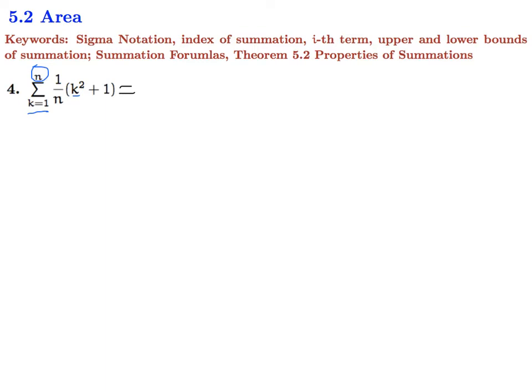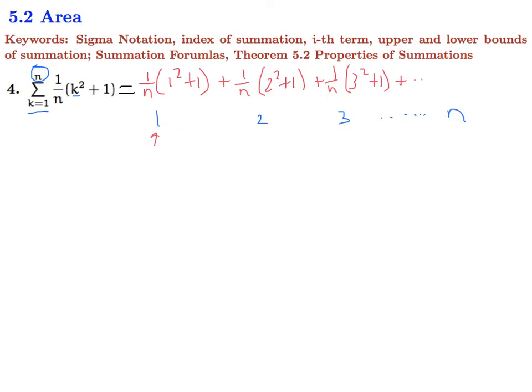So what this tells us is that, yeah, we can go ahead and say we're going to start at 1, then we're going to have 2, 3, but we're just going to keep going until n. So what this means in our first pattern is that we're still going to have the 1 over n, because remember that these numbers are our k values, times 1 squared plus 1, plus 1 over n times 2 squared plus 1, plus 1 over n times 3 squared plus 1, plus dot dot dot, plus in the last one, 1 over n times n squared plus 1.